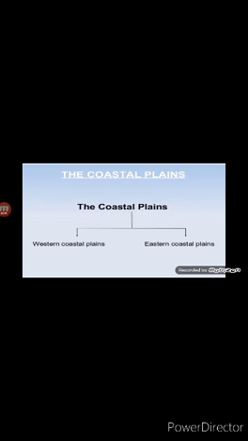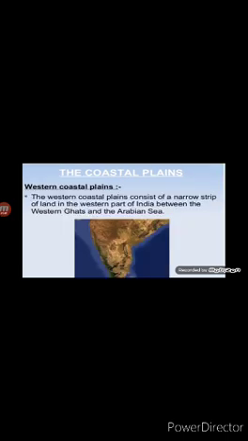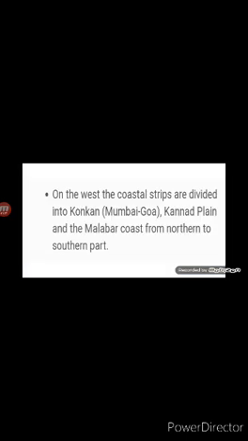The Indian coastal plains are divided into two: the western coastal plains and the eastern coastal plains. The western coastal plains are sandwiched between Western Ghats and the Arabian Sea. Children, it is a narrow plain which consists of three sections. The rivers flowing in this region are short and fast flowing. The major westward flowing rivers are Narmada and Tapi.